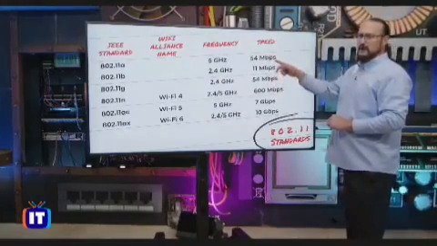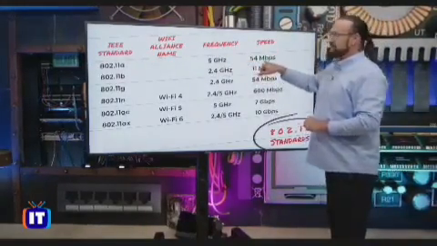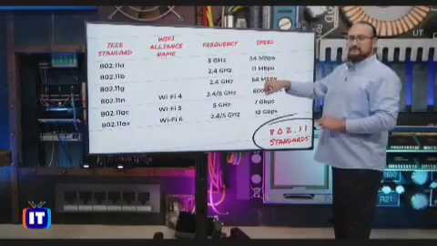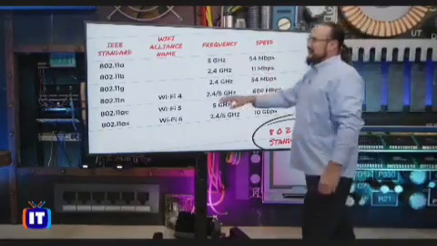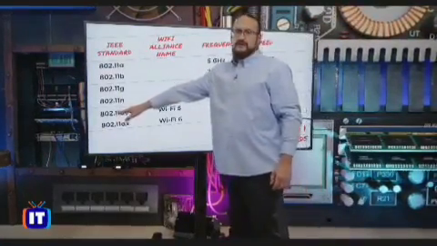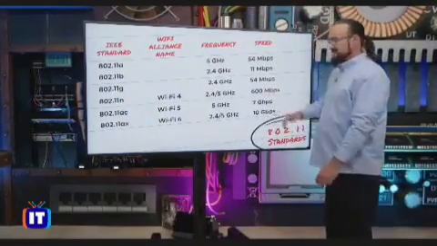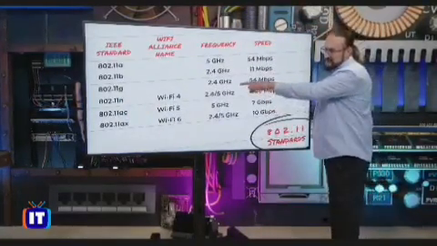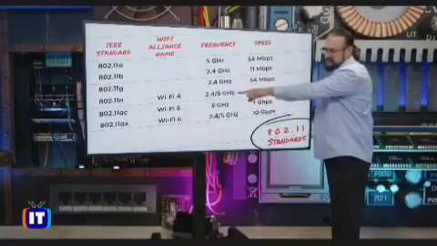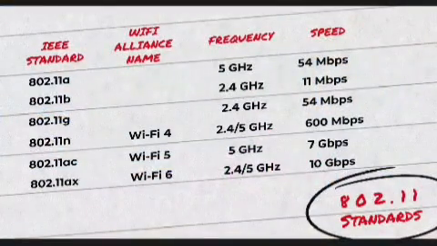For instance, earlier legacy protocols would be at 11 and 54 megs, but then when we get to 802.11n, the one that you've seen on the access point, now we jump up because the technology progresses to 600 megs. We get into AC and AX, if you will, and we now get to 7 and 10 gigs.